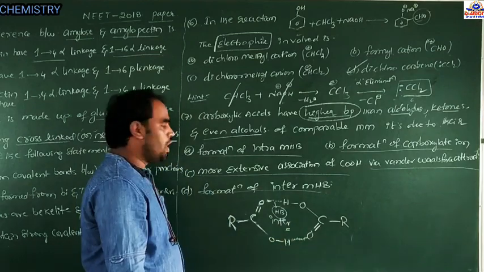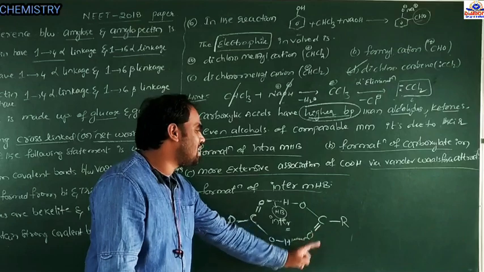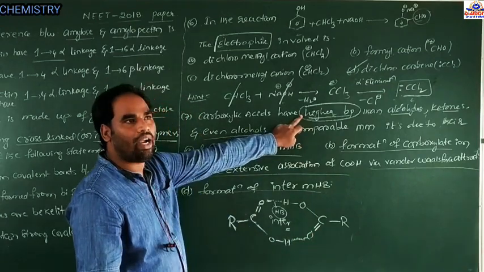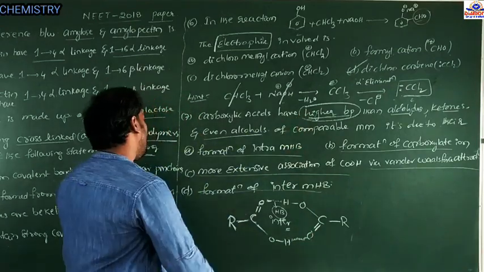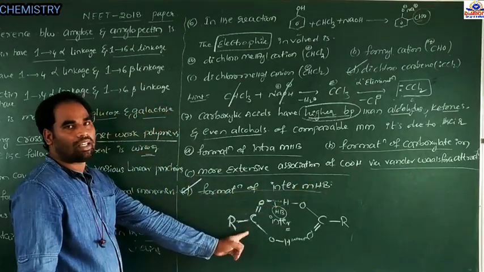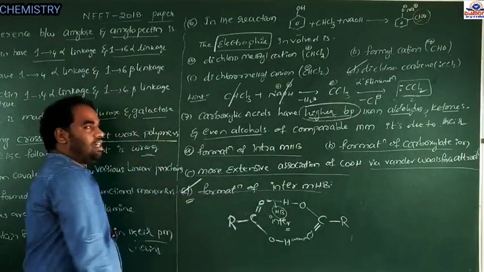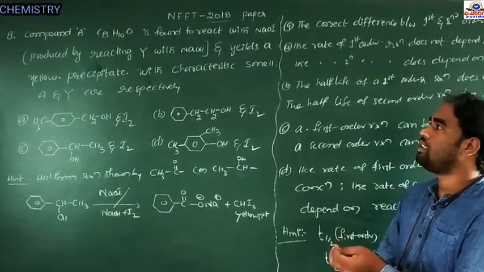Due to the presence of this intermolecular hydrogen bond, the carboxylic acid has a high boiling point when compared with aldehyde and ketone. Therefore, due to formation of intermolecular hydrogen bonds, carboxylic acids have high boiling and melting points. Answer D. Next, question number 8.